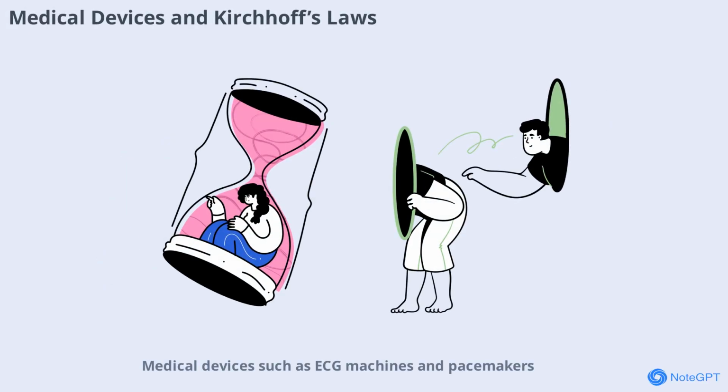Medical devices, such as ECG machines and pacemakers, require precise electrical control. Kirchhoff's laws ensure that these devices operate safely and effectively, delivering the right amount of current and voltage to sensitive components. This is critical for patient safety and device reliability.